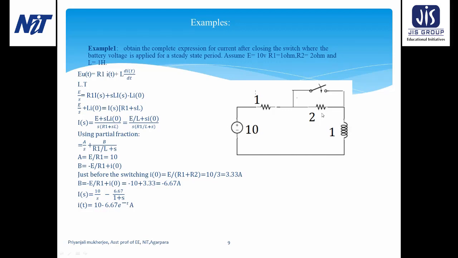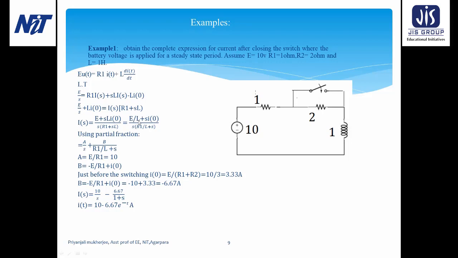The battery voltage is 10 volts, R1 is 1 ohm, R2 is 2 ohm, and the inductor value is 1 Henry. So when we apply KVL, we can write e(t) equal to R i(t) plus L di/dt. And we are considering that the switch is closed. So taking the Laplace transform, it can be written as E by S equal to R1 into I(s) plus L into (S I(s) minus I0). When the switch is closed, this resistor is not working.